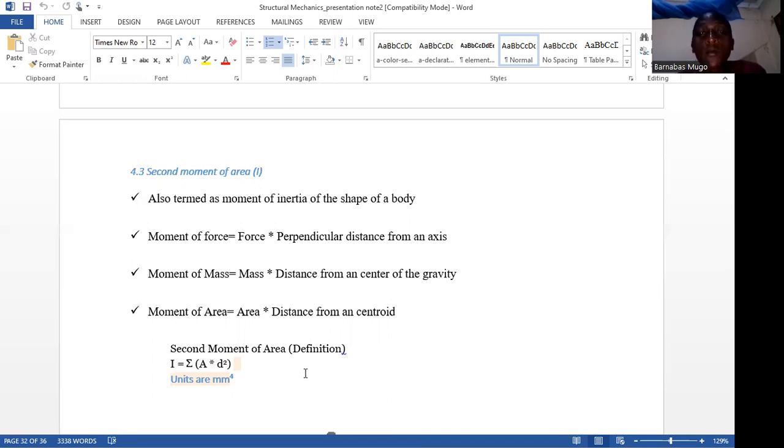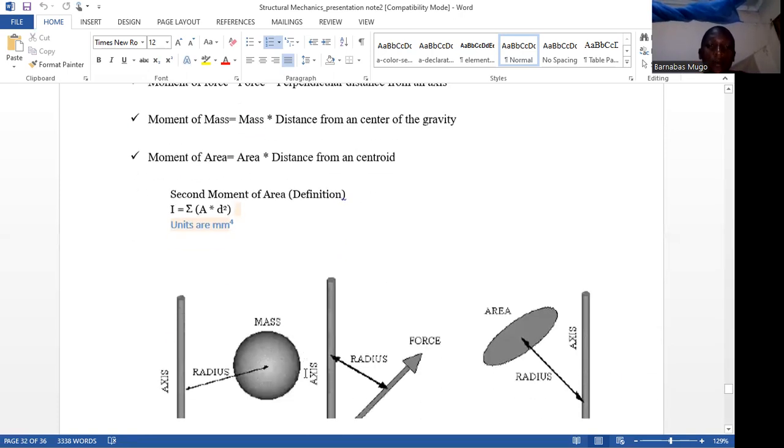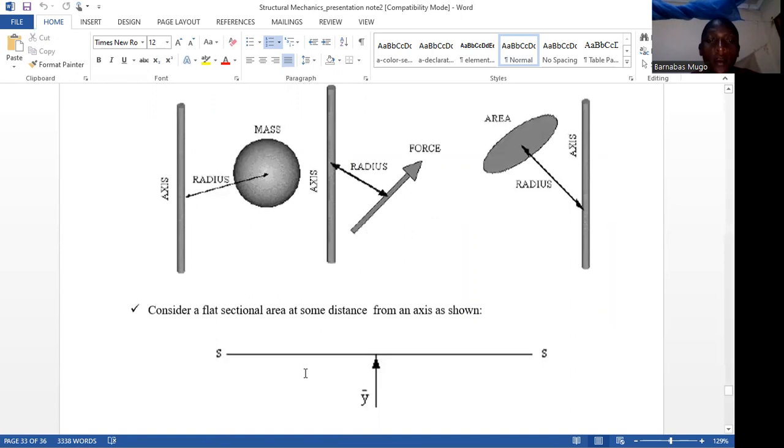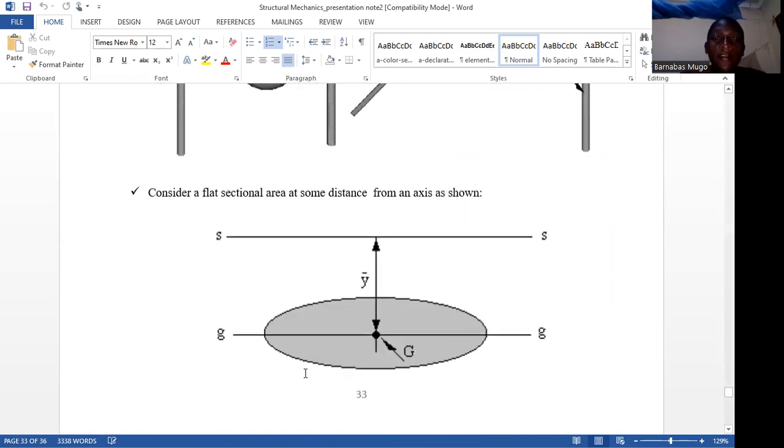So we have the first moment of area, and still we have the second moment of area. The first moment of area is area times the distance from the centroid. The second moment of area is area times the distance from the centroid squared. That is what you need to know, and this information can give you more about what you need to know. So we are considering a flat sectional area at a distance from the axis. We have the axis, which is SS, which is at a distance.